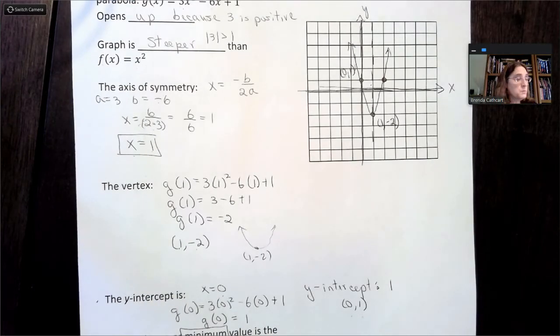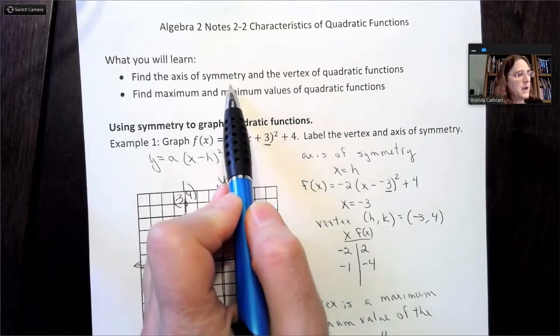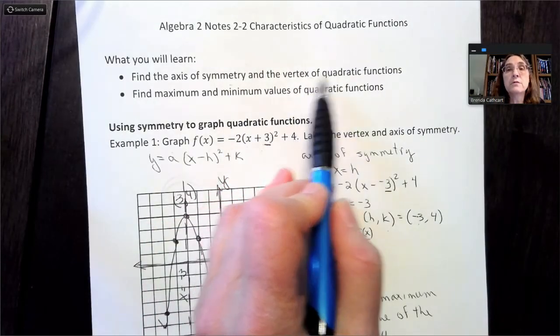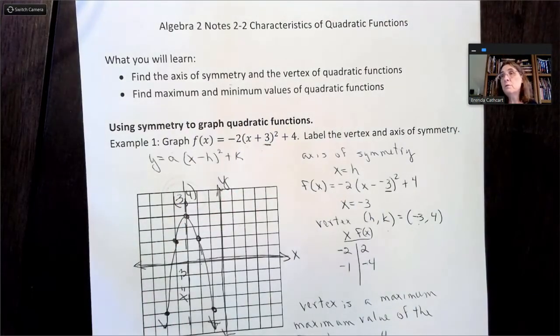And that's our exploration of the features of quadratic functions. We learned today how to find the axis of symmetry and the vertex of quadratic functions and how to identify the maximum and minimum values.